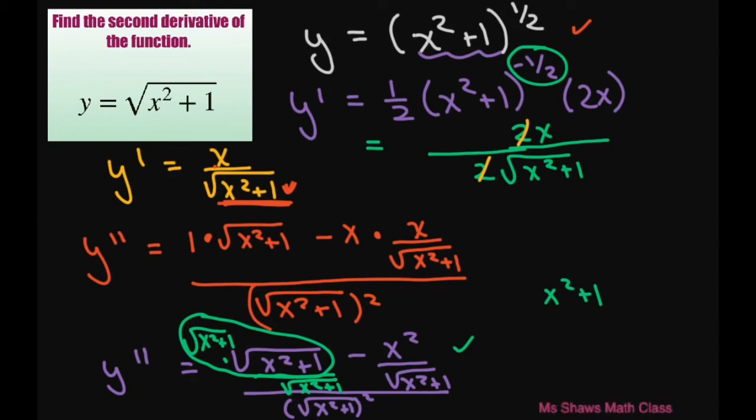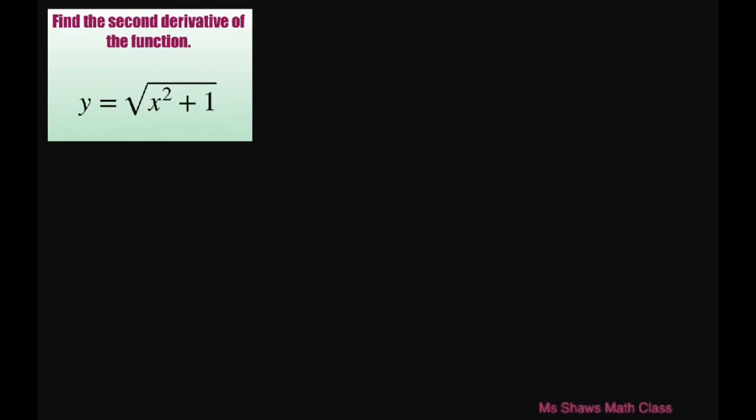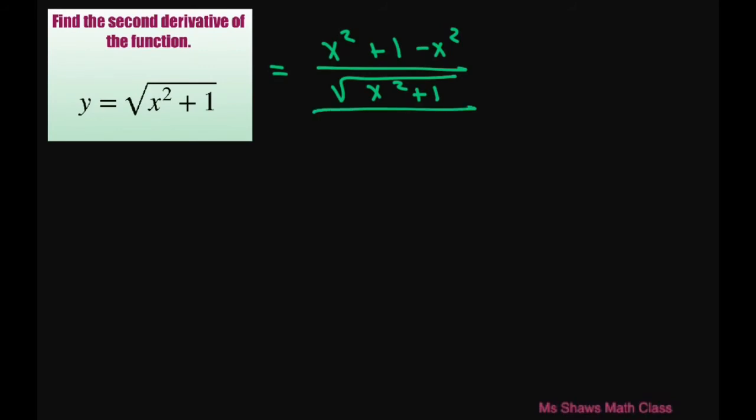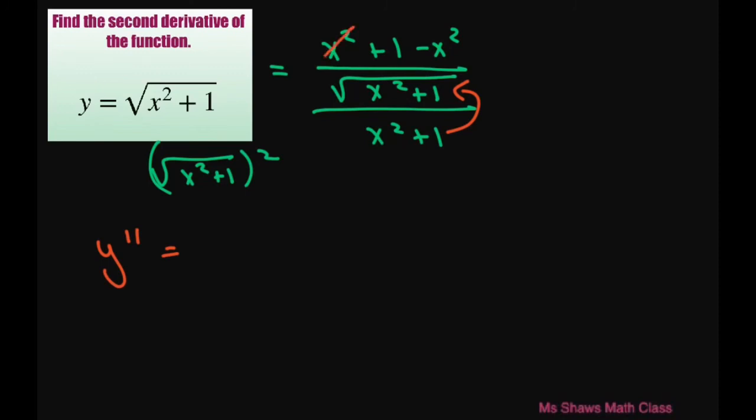So let's go ahead and write this out. We're going to get x squared plus 1 minus x squared divided by the square root of x squared plus 1, all divided by, remember we had the square root of x squared plus 1 squared, and that just gives us x squared plus 1. Now we can multiply these two together. So we have y double prime equals, the x squares cancel, so you get 1 divided by x squared plus 1 times the square root of x squared plus 1.